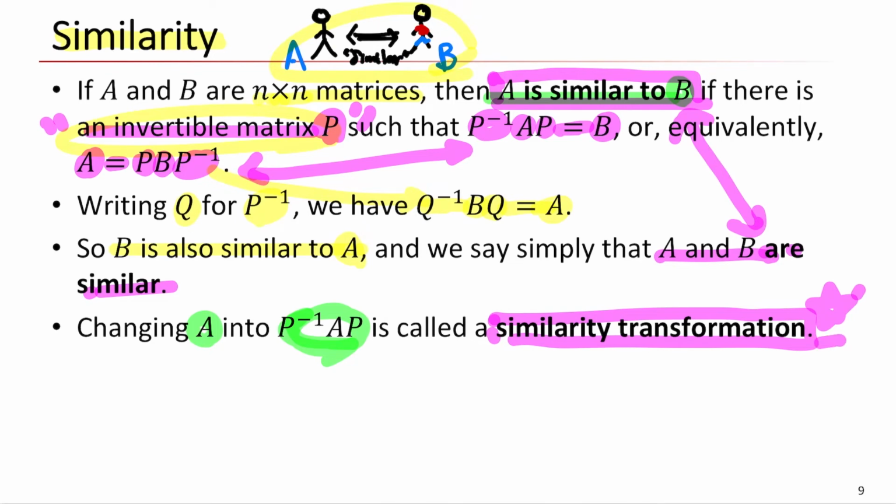Okay, so by using this concept, we will derive the diagonalization of the matrix A, which is a kind of matrix transformation, which will be discussed in the next lecture. Anyway, this is the definition of the similarity and similarity transformation.